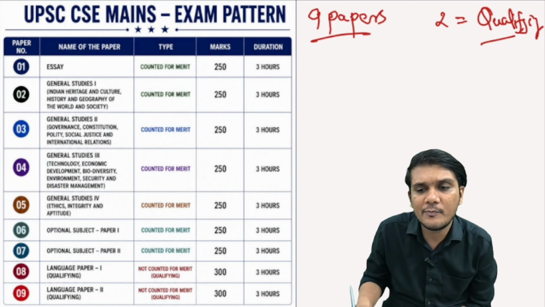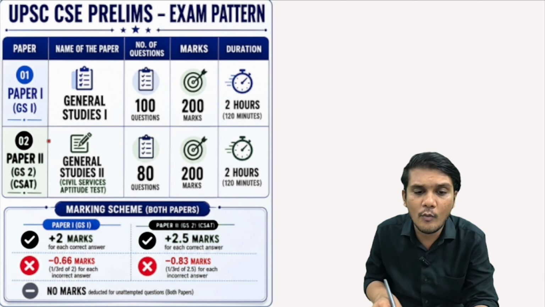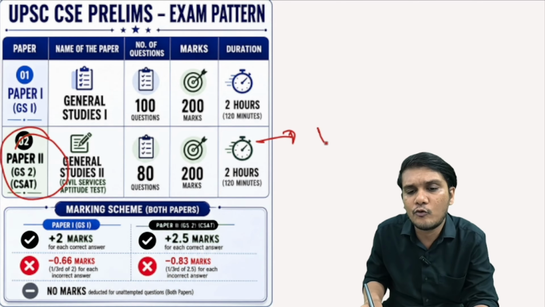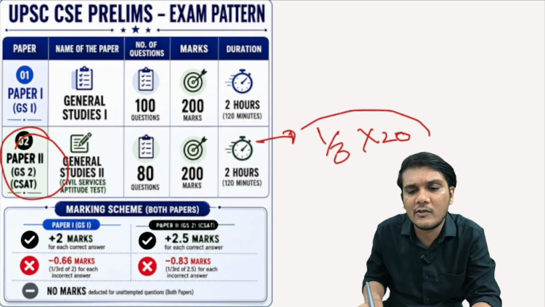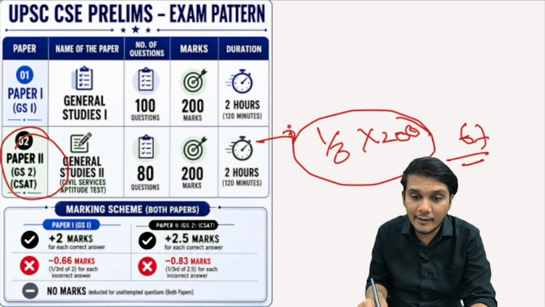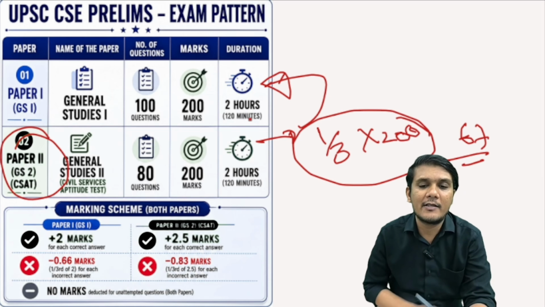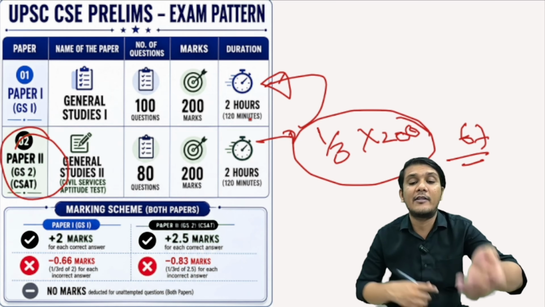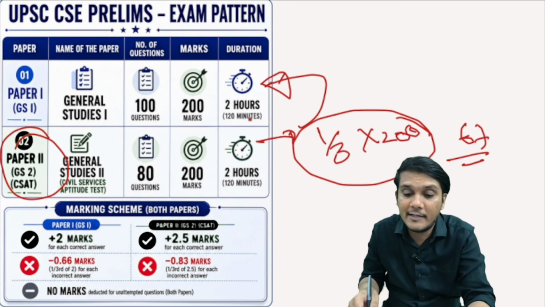Yes, qualifying reminds me to tell you that the CSAT paper over here is also qualifying in nature. You will have to score one third of 200. That means you have to score 67 marks to clear it. Once you clear it, only then your general studies paper OMR sheet is checked, and based on that, whether you are clearing the cutoff or not will be decided.